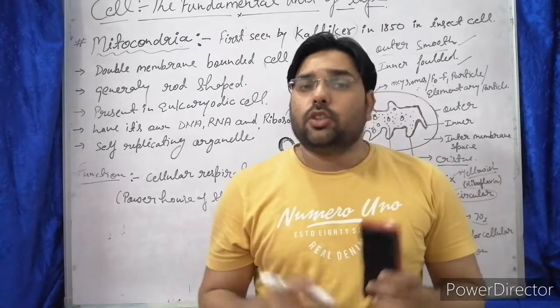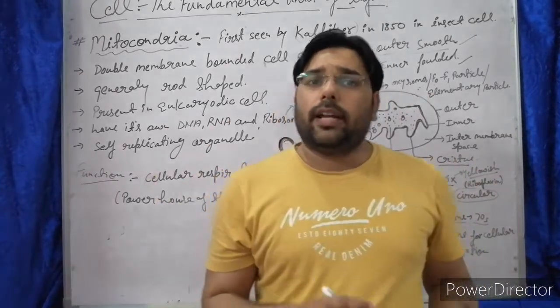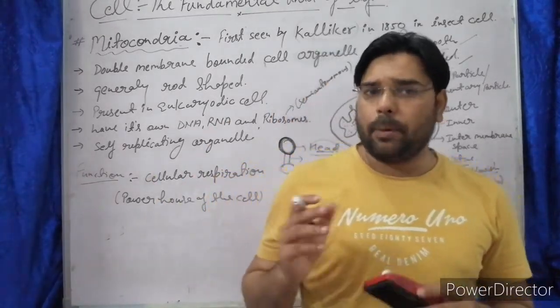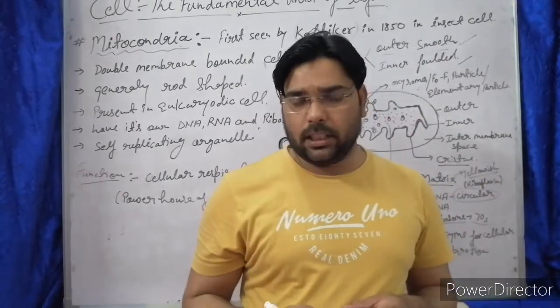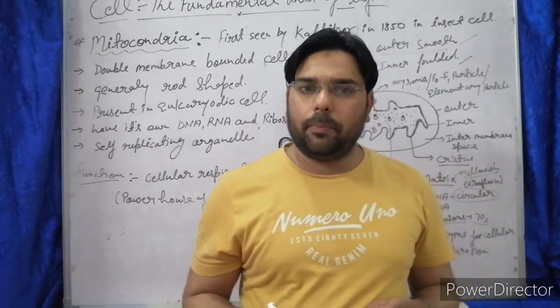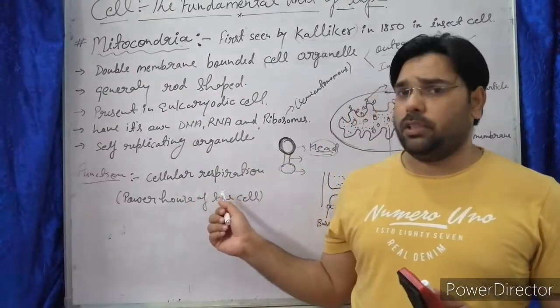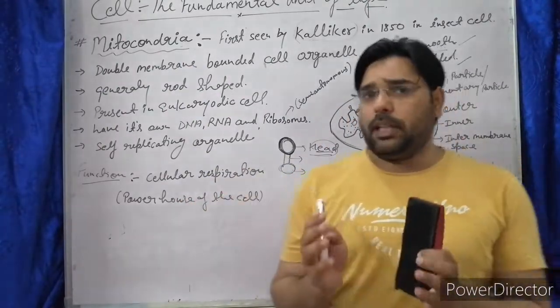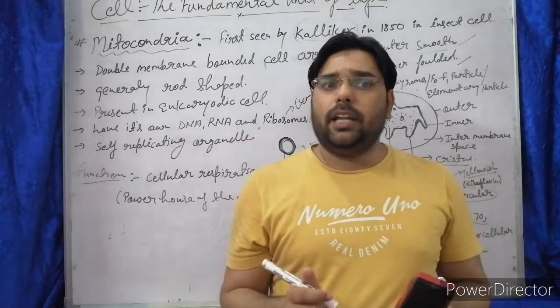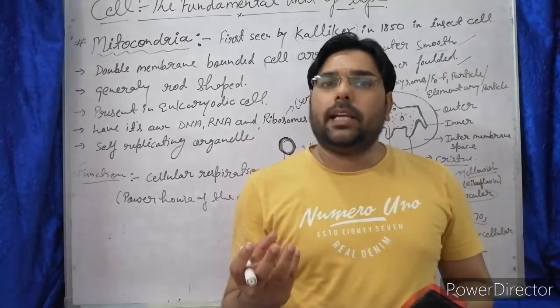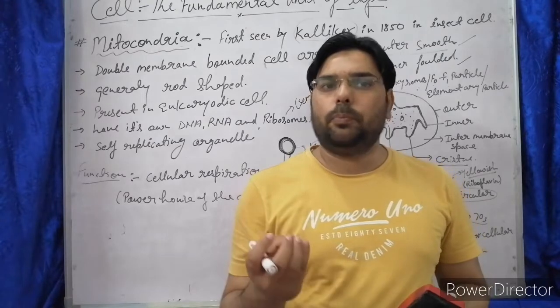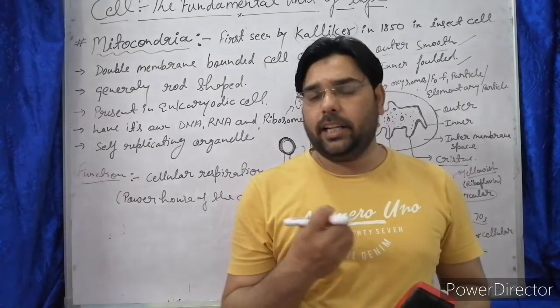Okay students, why is mitochondria called the powerhouse of the cell? Because it generates ATP energy. How does mitochondria generate ATP energy? Because mitochondria performs cellular respiration. What is respiration? Respiration is the process in which complex material burns to produce energy and heat.